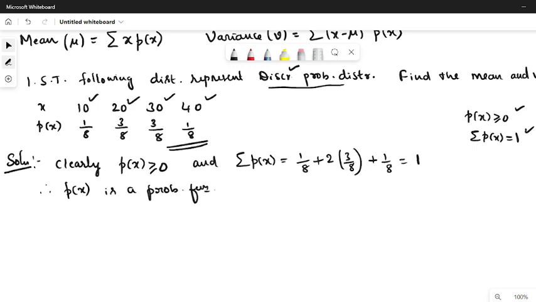So this proves that the given distribution is a probability distribution. So that completes the first part. Second part, we need to find the mean and variance.